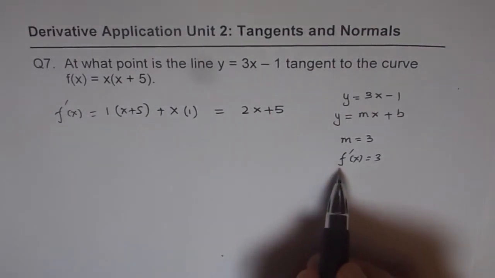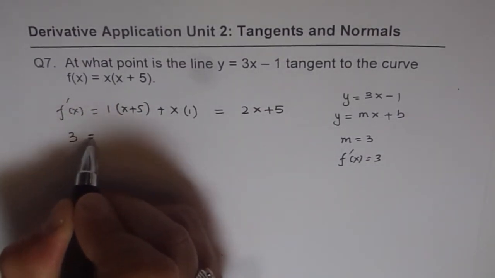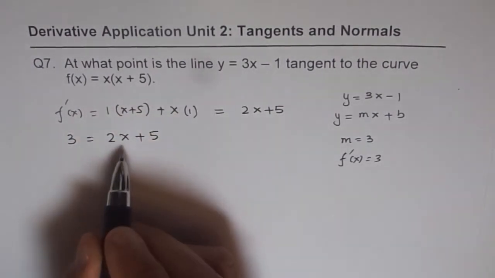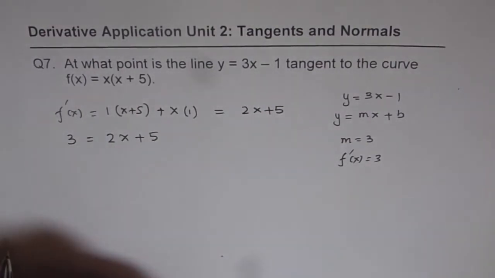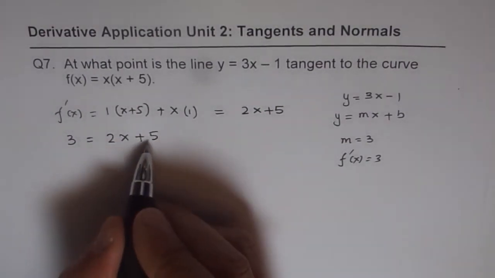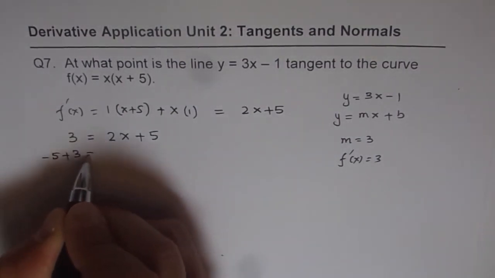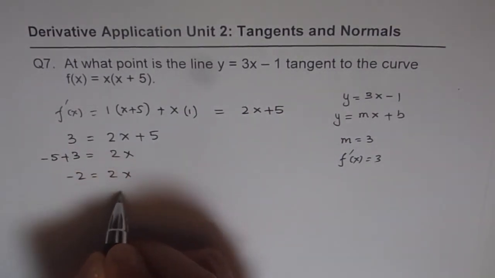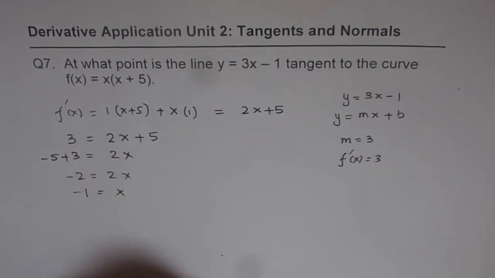Now if I am looking for f dash x, or the slope, to be 3, that means f dash x is 3, right? So 3 equals 2x plus 5. Let's figure out the value of x, which you can do by solving this equation. So let's solve for it. We'll take away 5 from both sides. So we get minus 5 plus 3 equals 2x, and that gives minus 2 equals 2x, or x equals minus 2 divided by 2, which is minus 1.